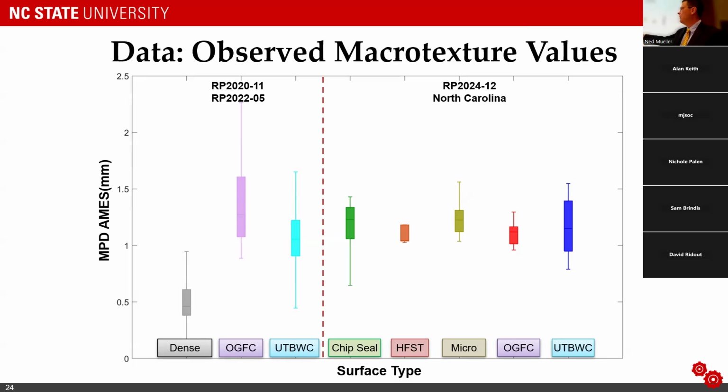UTBWC, anybody know that one? Ultra thin bonded wearing course, a positive macro texture. And what we see labeled here is, as I should have described, MPD is mean profile depth. It's a measure of macro texture. The higher that number, the greater the macro texture. And then we've got other surfaces that we see here. What we learned from this is that dense graded mixes in North Carolina have a fairly low texture. That has implications when we start thinking about crash rates, when we start thinking about skid resistance, and so on.